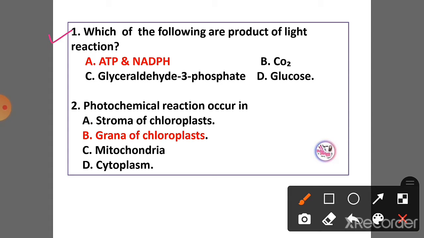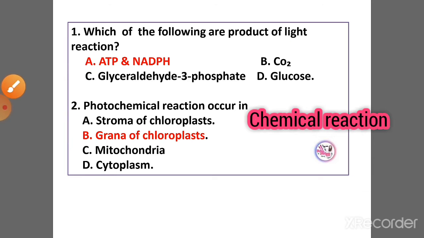Question 1. Which of the following are products of light reaction? Answer: Option A. ATP and NADPH are the products of light reaction. Question 2. Photochemical reaction occurs in option B, grana of chloroplast, and in the stroma of chloroplast chemical reaction occurs.